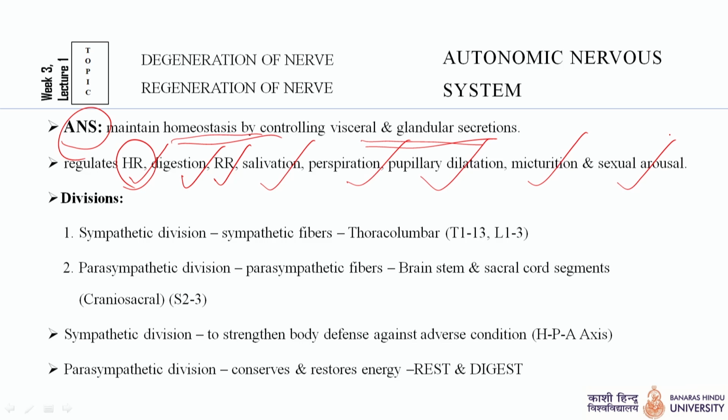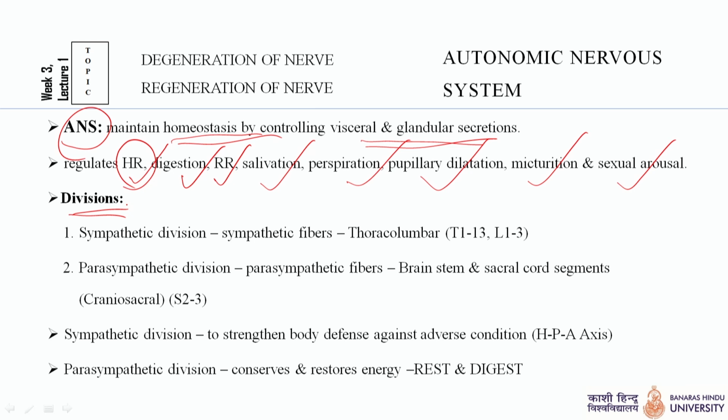Of course, each of these functions has its own mechanism of how the ANS controls or regulates it. But I am not going to discuss all the mechanisms here. If you are interested, you can refer to some standard textbooks for understanding these mechanisms. Now, coming to the divisions, the ANS is broadly classified into the sympathetic division and the parasympathetic division.